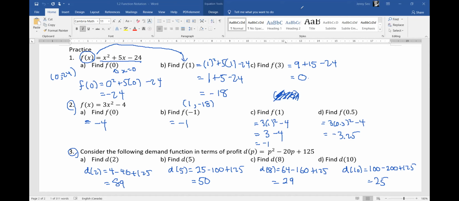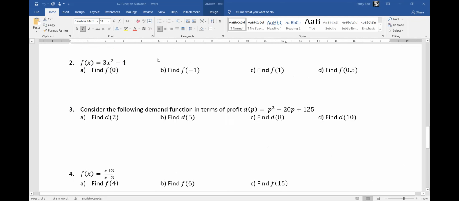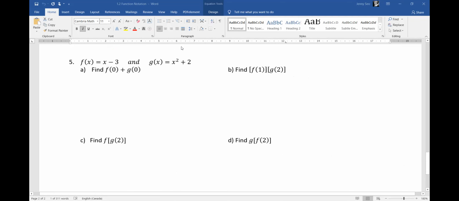All right, number 5. Okay, just as before, now that we know how to do function notation, we can use that to our advantage and create relatively complex equations or problems with minimal writing. Like for example, in this question, I have f of x labeled as x minus 3, and g of x is labeled as x squared plus 2.